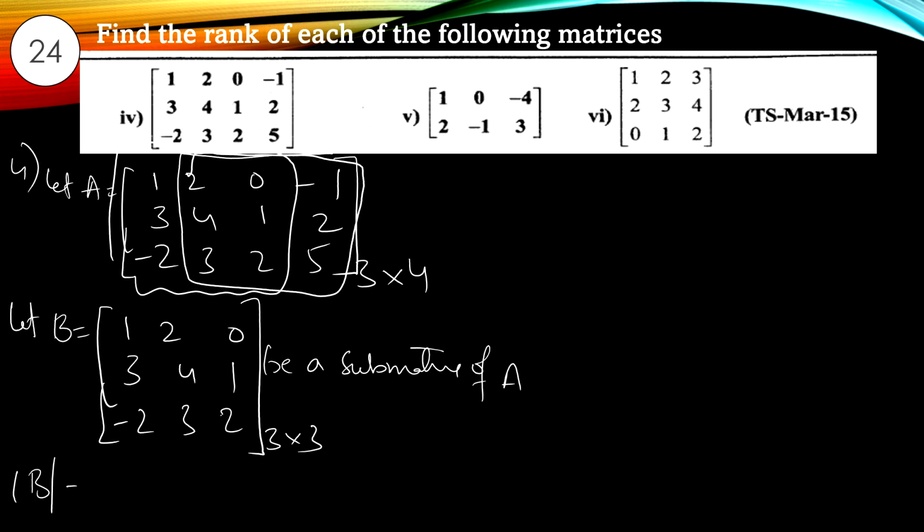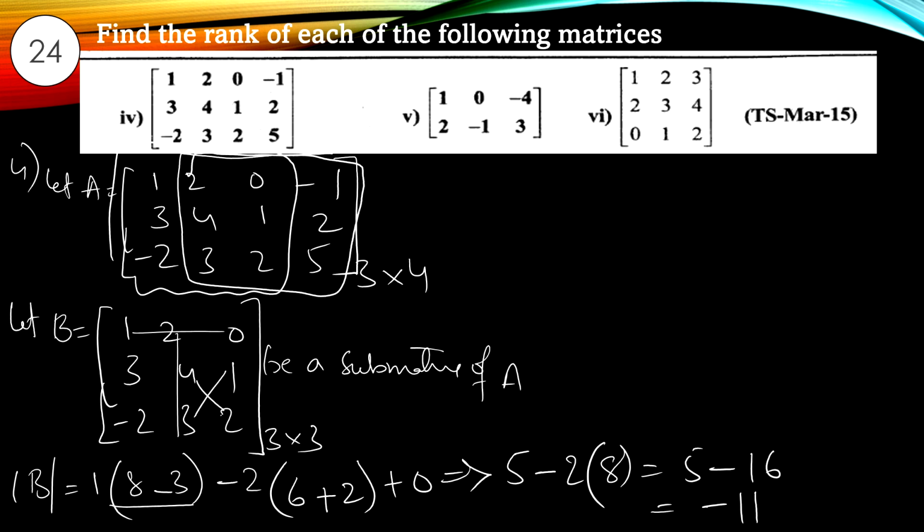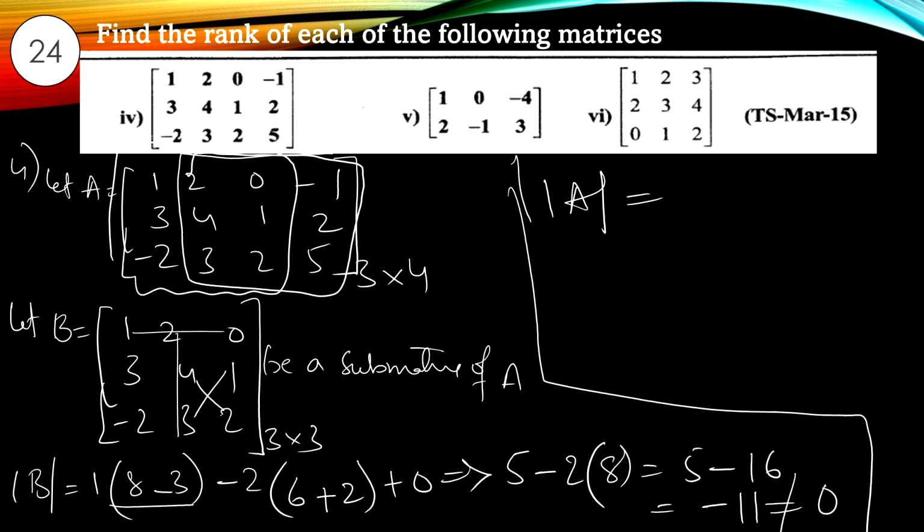Okay. So determinant of B is equal to 1 into 4 twos 8 minus 3, minus 2 into 3 twos 6, minus into minus is plus 2. Plus 0 into anything is 0. So from this you can say 8 minus 3 is 5, minus 2 into 6 plus 2 is 8. So 5 minus 16, which is nothing but minus 11, which is not equal to 0. Thus we need to check whether the determinant is equal to 0 or not. Here the determinant of B is not equal to 0.